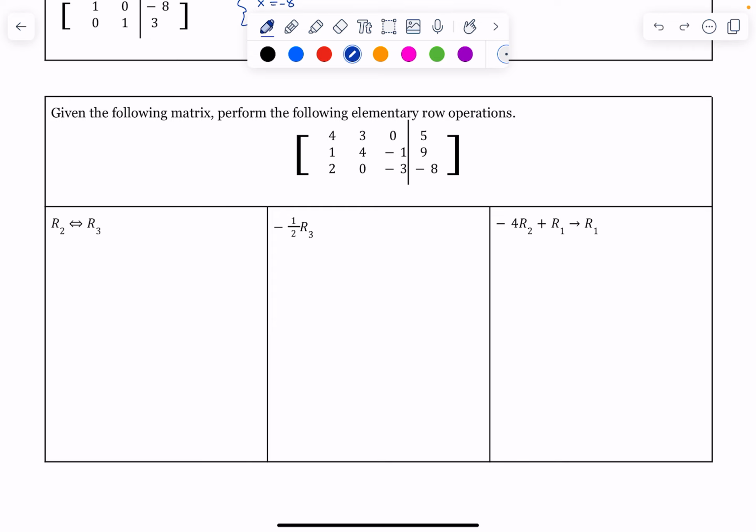All right, for this first box, it says that we want to take R1 and switch it with R3. This symbol right here means switch.